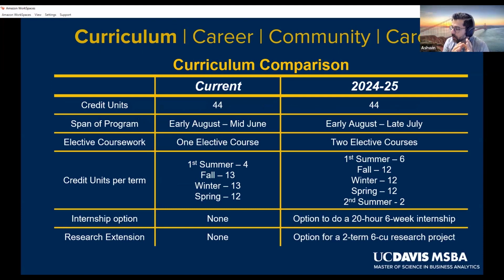Elective coursework, it used to be 1, now it's 2. In terms of credits per term, in the first summer, you get 6 units. Fall is 12, winter is 12, spring is 12. And then the second summer, it's 2 units again.